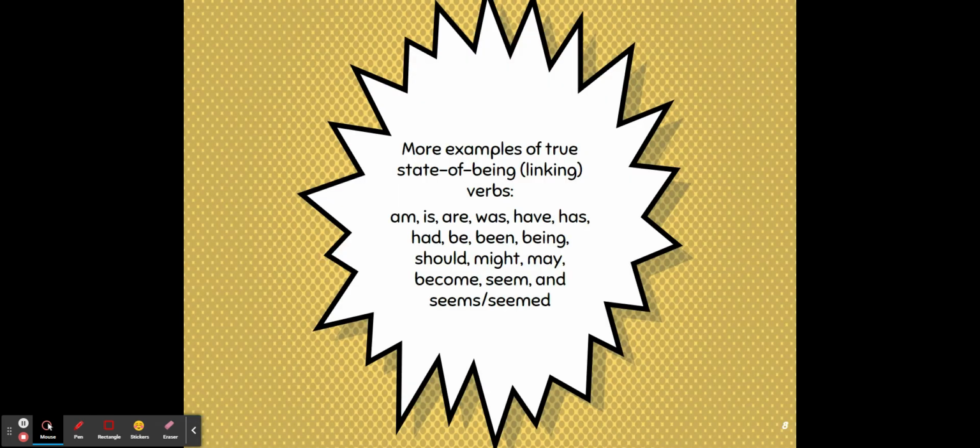Here are more examples of true state of being or linking verbs. All of the words listed here cannot ever be an action verb. They are always state of being verbs. It's a really good idea to pause this slide here and take a note of these words.